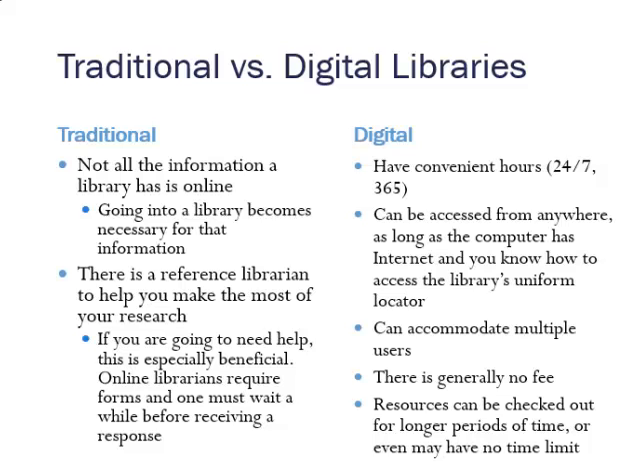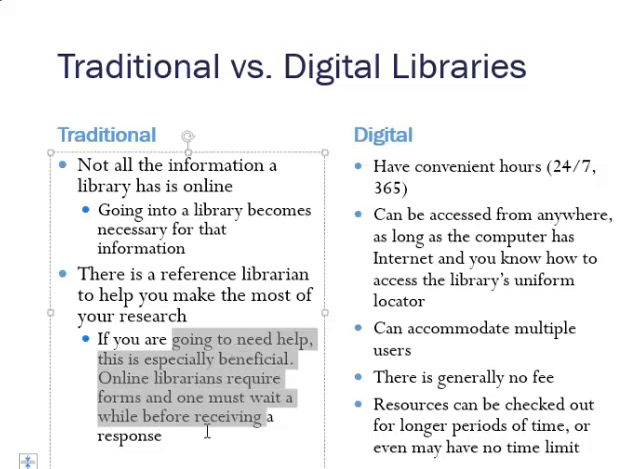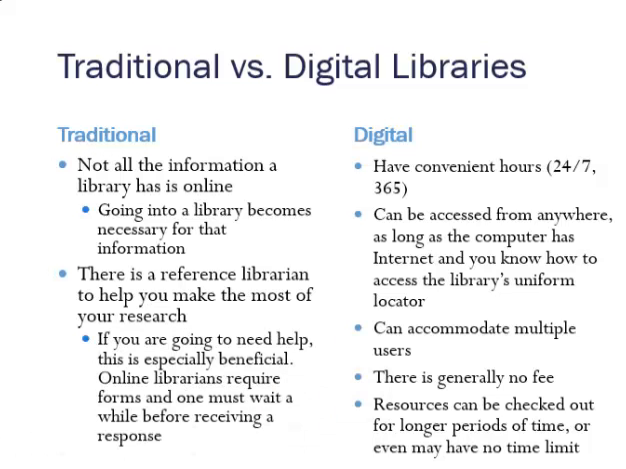So here are some examples or some of the differences between digital libraries and traditional libraries. Well, traditional libraries have information that you can't necessarily get online. Also, in a traditional library, there will be a person there that's a reference librarian that will help you find sources that you might need to find. If you're going to need help, this is especially beneficial. Online librarians require forms and have to wait a while before receiving a response. In other words, if you have an online librarian who will answer your questions by email, it's asynchronous. It doesn't happen right away. You might have to wait for an exchange of emails. Whereas if you have a person sitting there behind a reference desk, it's a little bit easier.